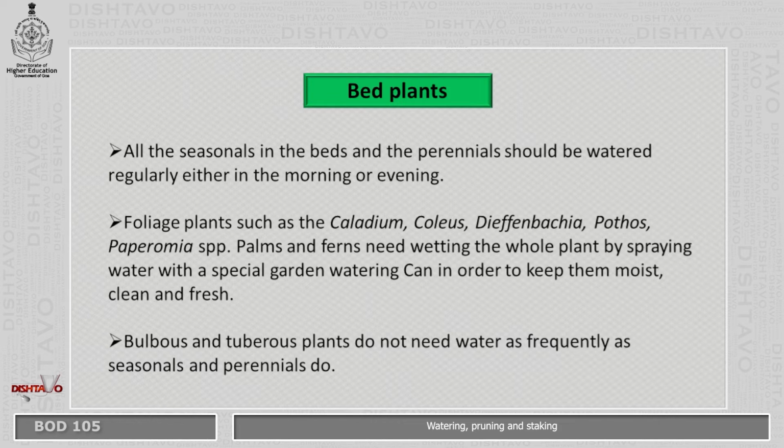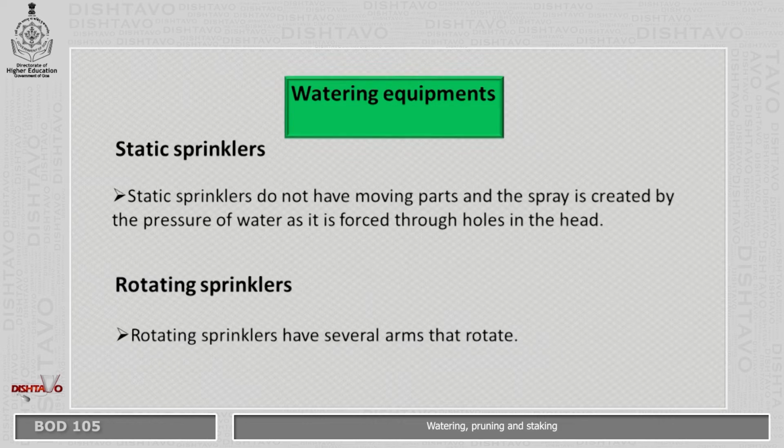Bulbous and tuberous plants do not need water as frequently as seasonals and perennials do. Watering equipments. Static sprinklers. Static sprinklers do not have moving parts and the spray is created by the pressure of water as it is forced through holes in the head.